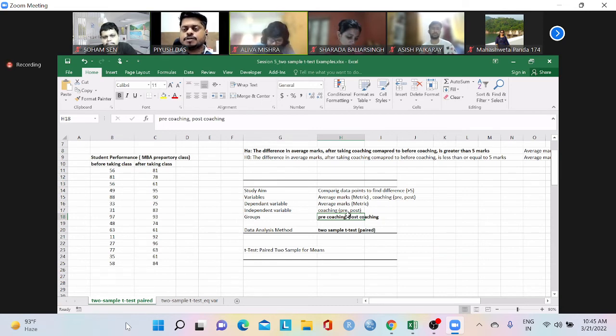So it is not a continuous variable. Obviously, it is not about how many days. If it was how many days of coaching, 5 days of coaching, 10 days of coaching, 30 days of coaching, that would have been a continuous variable. Here we have a nominal or categorical variable. Before coaching, what was the mark? Coaching has changed after coaching, right? How many days, we have not known.